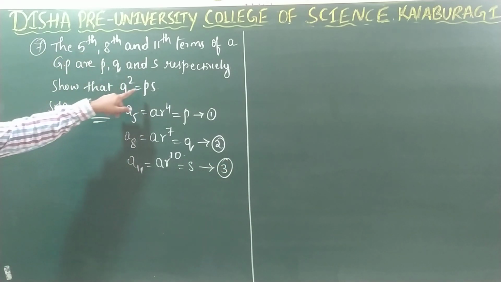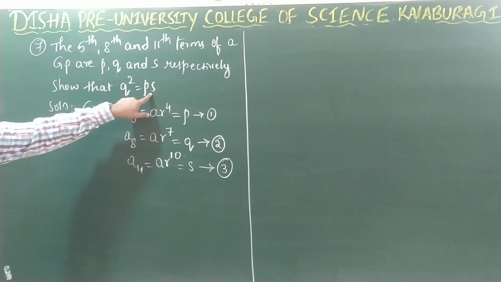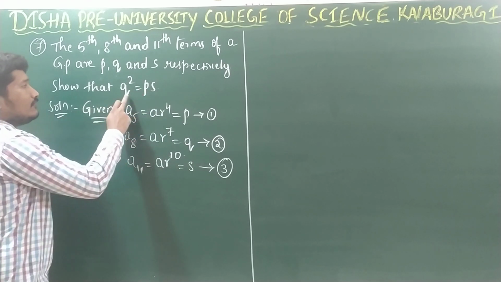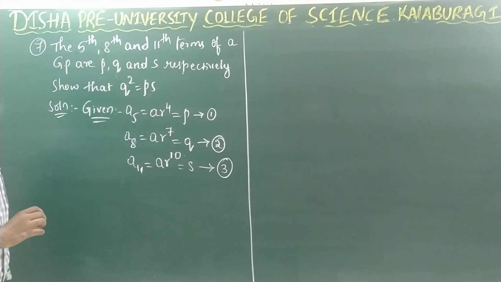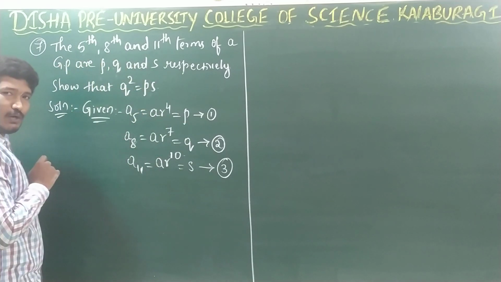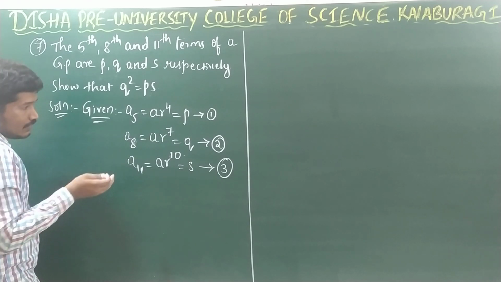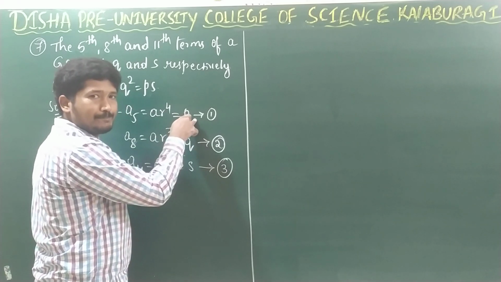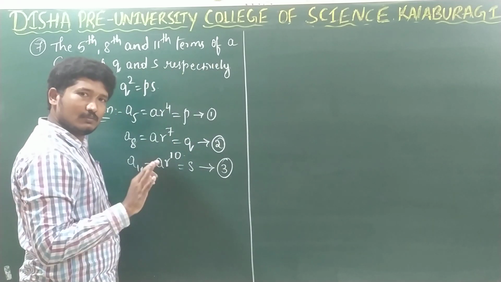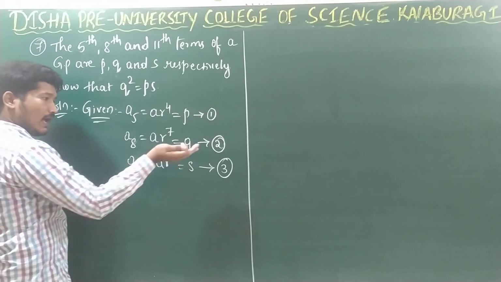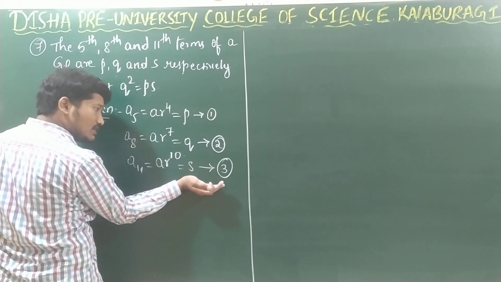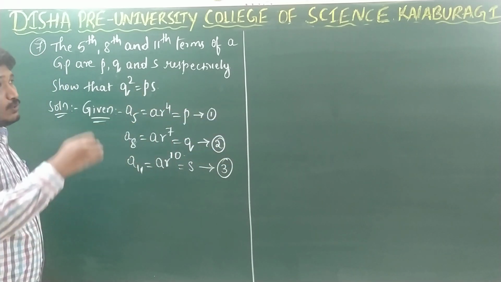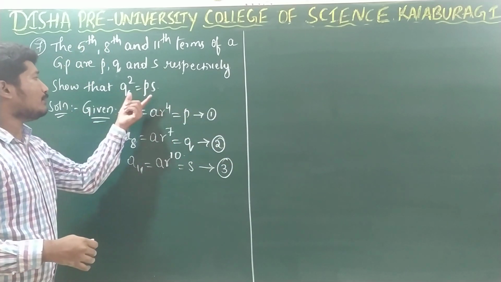So now we have to prove this condition, that is Q square is equal to P into S. We will use the given 3 terms and show this is possible. First I will divide equation number 2 by equation number 1 and I will get some term. Next I will again divide equation number 3 by equation number 2 and again get some term. So using those 2 terms, I will prove this.